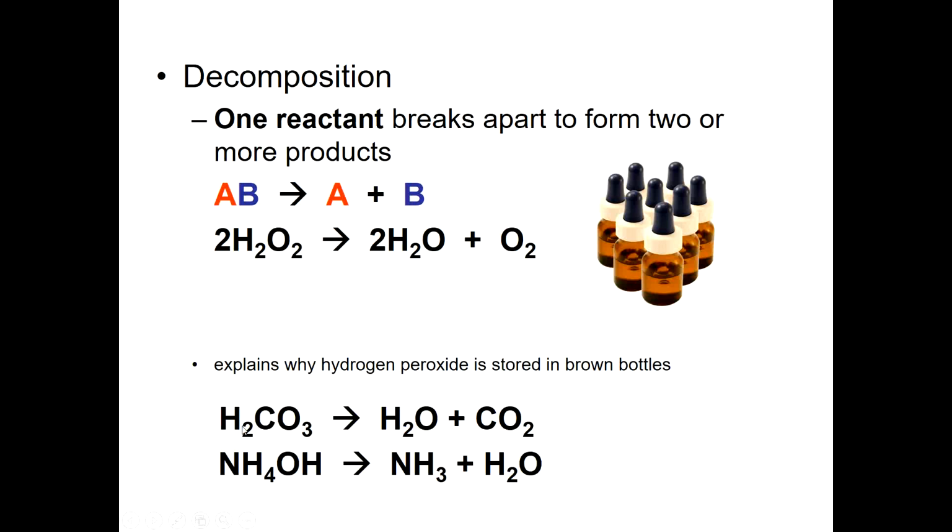Here are some other examples. Carbonic acid decomposes readily into water and carbon dioxide, and ammonium hydroxide readily decomposes into ammonia and water. So you'll notice that decomposition reactions aren't an even split. With this reaction, it didn't split into H2 and O2. It split into water and oxygen. Down here, this didn't split into H2 and CO3. It split into water and CO2. So it can be a little challenging to predict what the products are for decomposition reactions.